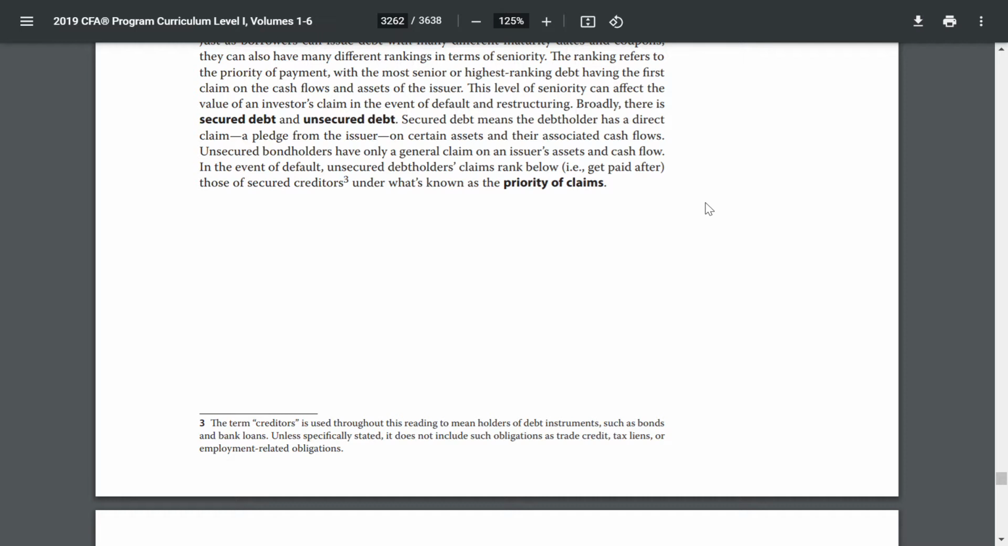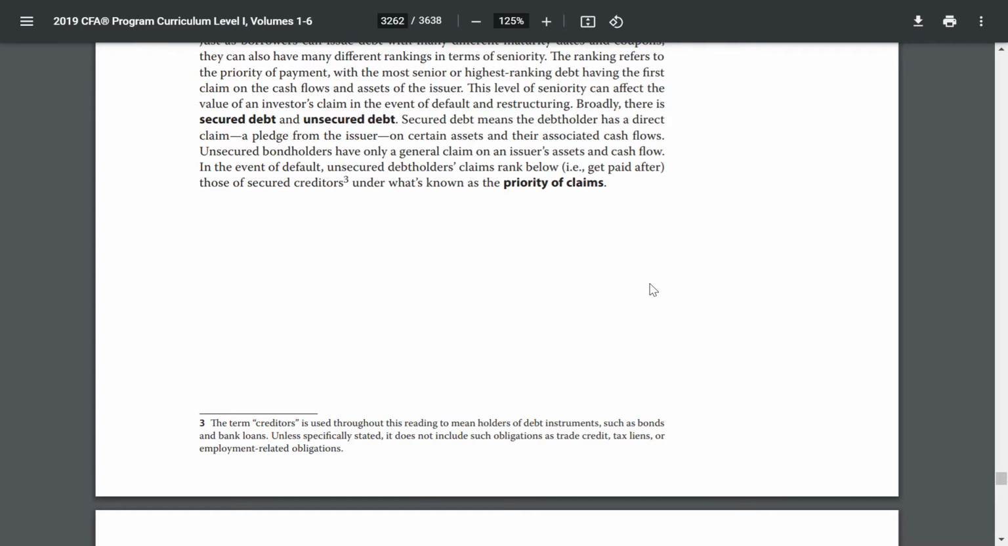Broadly, there is secured debt and unsecured debt. Secured debt means that debt holders have a direct claim, a pledge from the issuer, on certain assets and their associated cash flows. Unsecured bondholders have only a general claim on the issuer's assets and cash flows. In the event of default, unsecured debt holders' claims rank below, i.e. get paid after, the secured creditors.